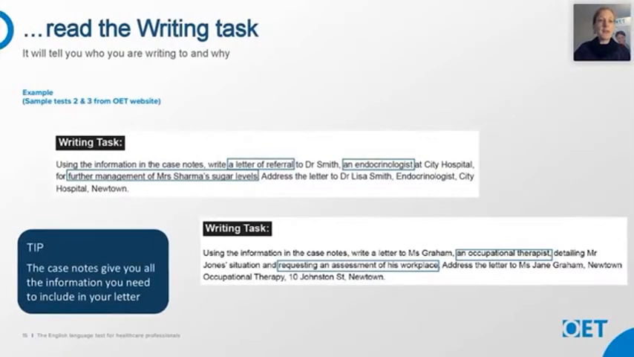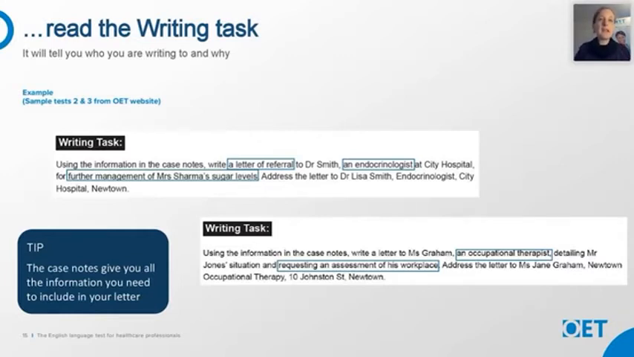Remember, the case notes are going to give you all the information you need to include. You don't need to be familiar with the work or role of the person you are writing to. You just need to communicate the information they need as per the task that you've been given, the ones we're looking at on the screen.